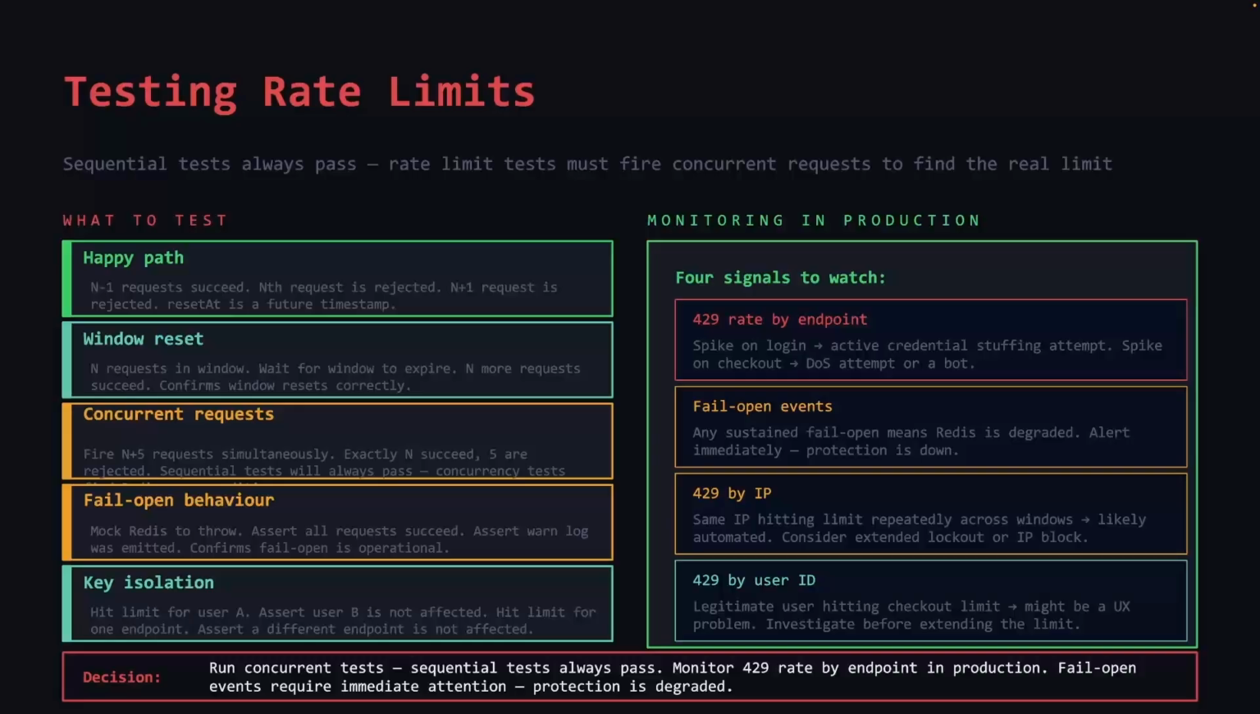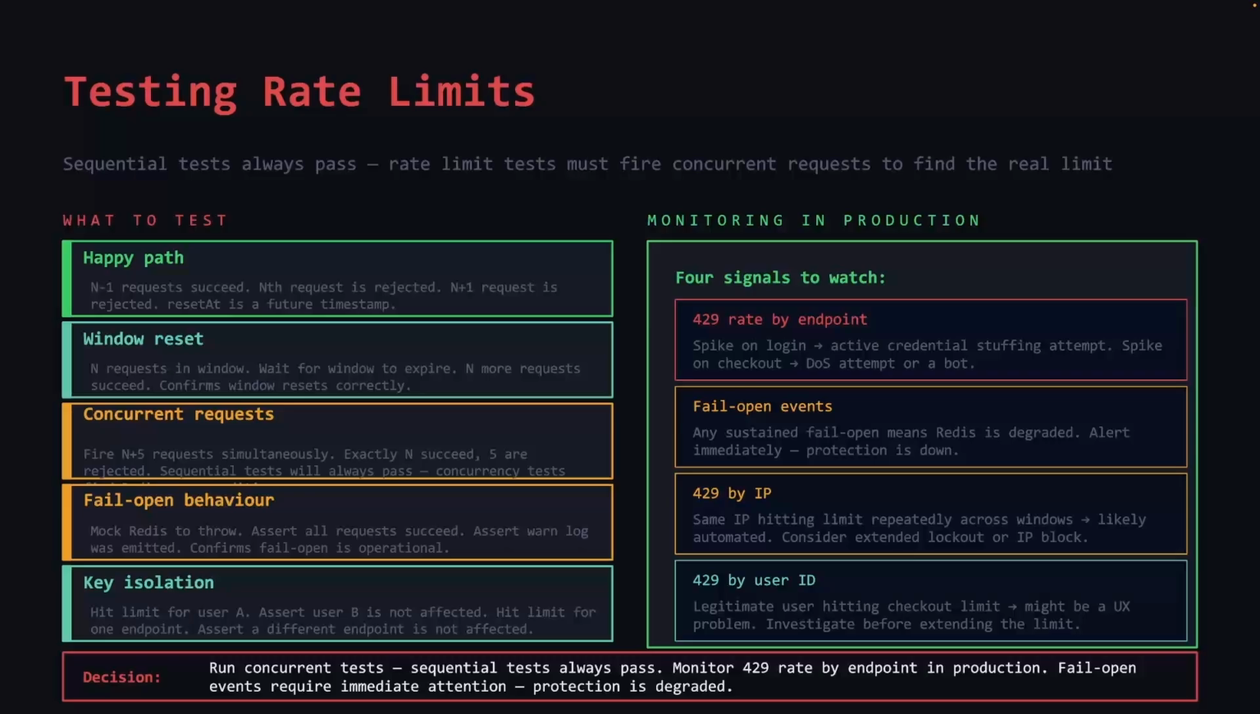Testing rate limits. Five test categories. The happy path: N-1 requests succeed. The nth is rejected. N+1 also rejected. Reset is at a future timestamp. This is basic correctness.